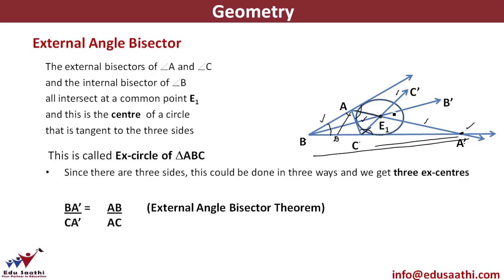So there are three sides. This could be done in three ways, and therefore you can get three excircles of this triangle depending upon which side you want to take.